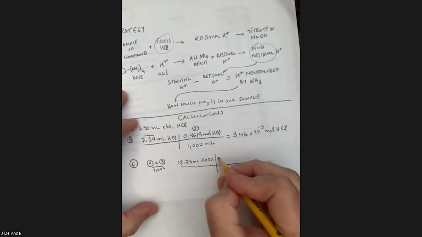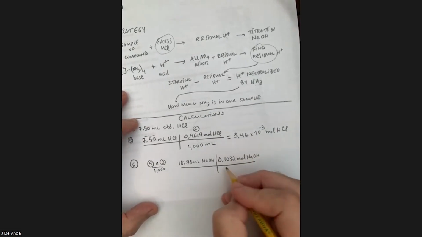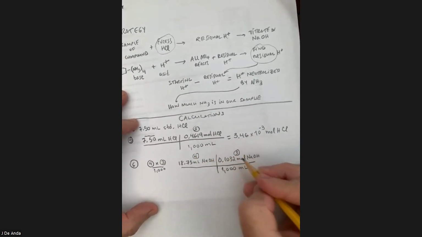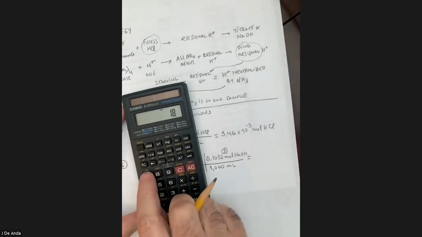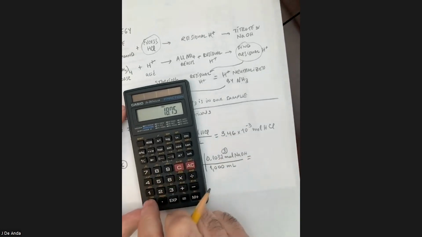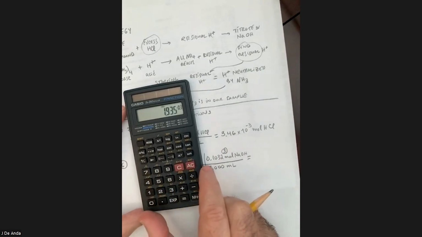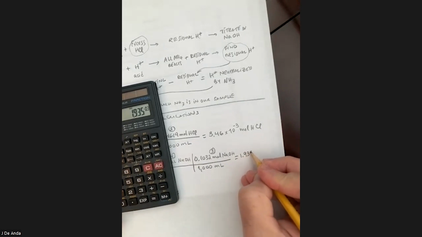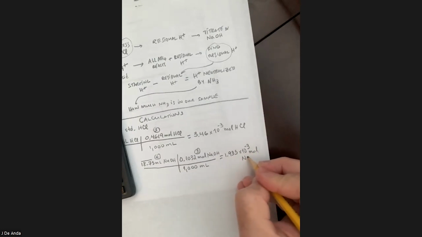The concentration of this was 0.1032 moles of NaOH. And we're going to take 1,000 milliliters here. Again, this is item number 4. This is item number 3. And this is going to give us 18.75 times 0.1032 divided by 1,000 equals 1.935 times 10 to the minus 3. Now this one allows us to do the whole set of sig figs here. And this is moles of NaOH that were used.